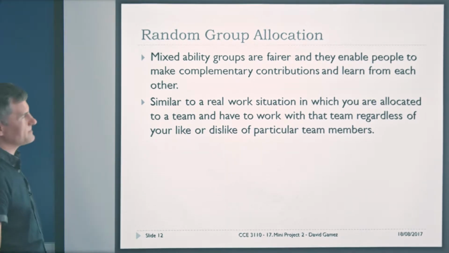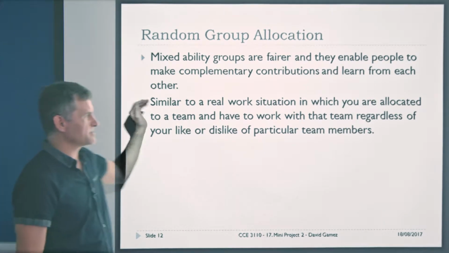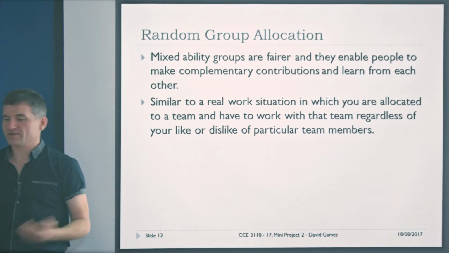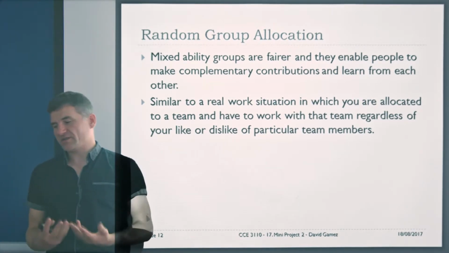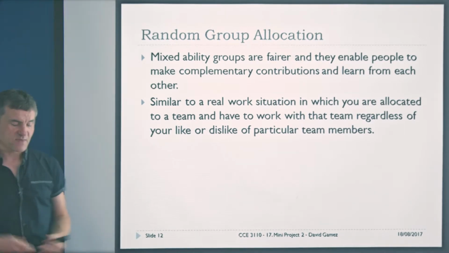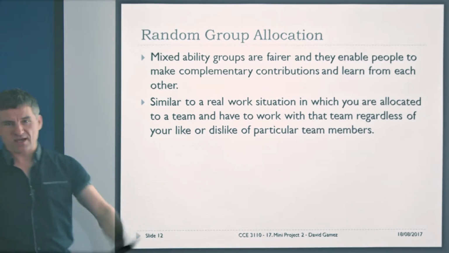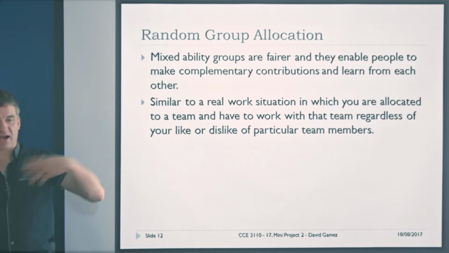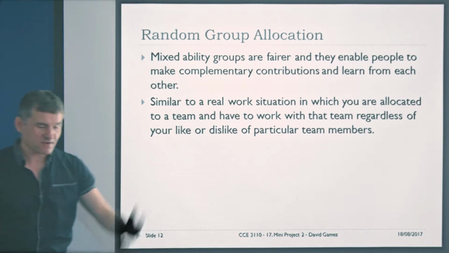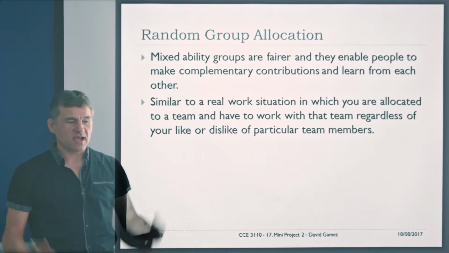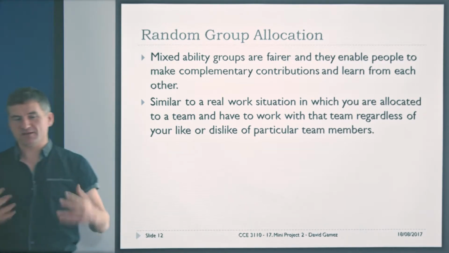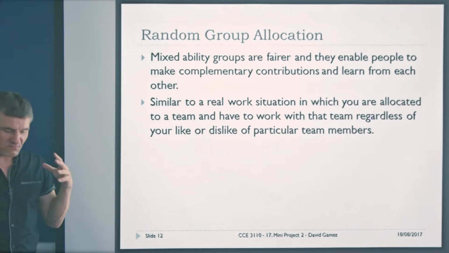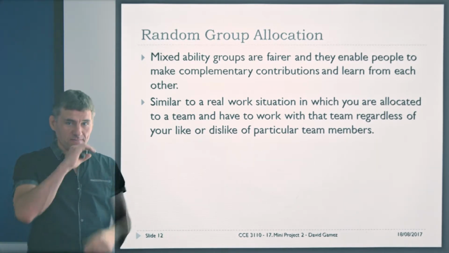More importantly, random group allocation is very similar to a real work situation. A real work situation in which you're allocated to a team and you have to work with a team regardless of whether you like or dislike particular team members, right? So, at the end of this module, you're going out into the real world, getting a proper job. Maybe you get a job as a junior programmer or something, at IBM, let's suppose, or Microsoft, and they'll put you in a team with a bunch of people, and you will have to work with those people regardless of whether you like them, whether you think they're funny, whatever it is, right? You're going to have to write code with those people, and that will be your job.